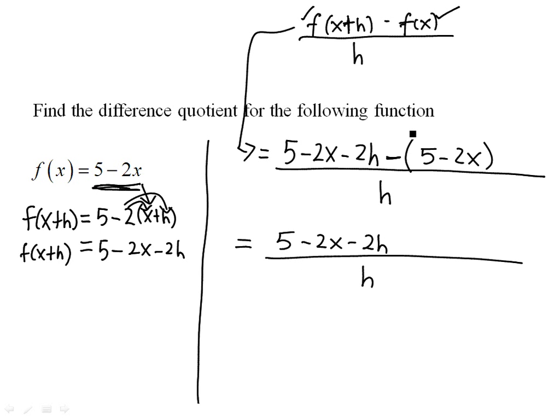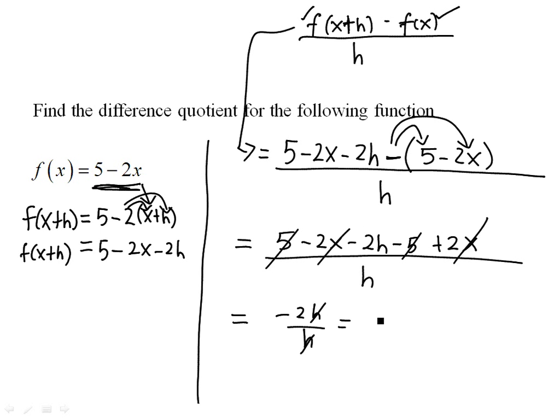So here we have negative 5. Then we're going to have a positive 2x. Things should start canceling out here. The 5's cancel. The 2x's cancel. And you have negative 2h over h. And then the h's will cancel. So the answer is negative 2.